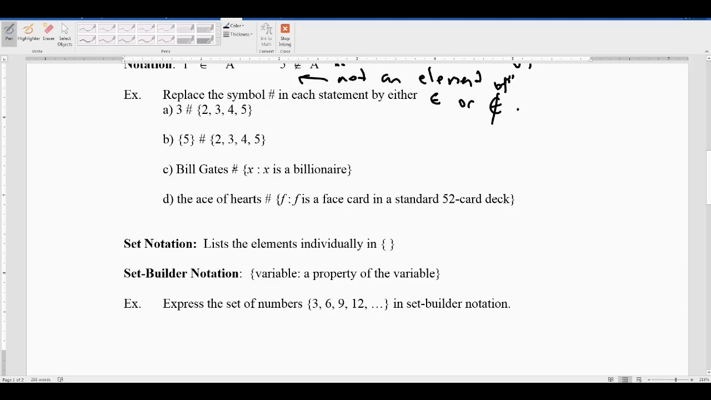So, is 3 an element of that set? And the answer is yes. So that one would be an E symbol, the element symbol, if I can draw it properly. Now notice this.